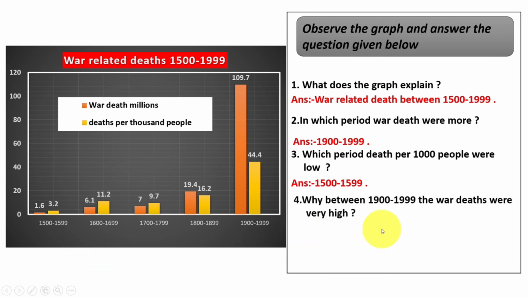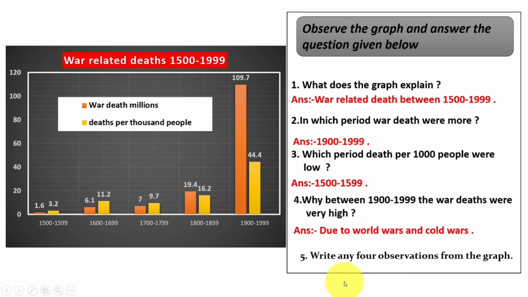Why were the war deaths very high between 1900 and 1999? Because of the world wars and cold wars. Write any 4 observations from the graph. What we observe from this graph is, this graph tells about war-related deaths between 1500 and 1999. Second, the death rate was very low in 1500 to 1599. Next, the death rate was very high from 1900 to 1999 because of the World Wars and Cold Wars.